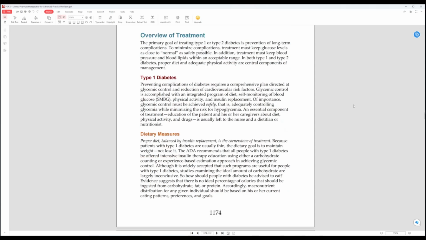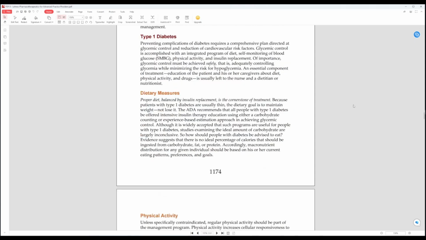So, let's take a look at the overview of treatment. The primary goal of treatment of type 1 or type 2 diabetes is the prevention of long-term complications. To minimize these complications, treatment must keep glucose levels as close to normal as safely possible. In addition, treatment must keep blood pressure and blood lipids within an acceptable range. In both type 1 and type 2 diabetes, proper diet and adequate physical activity are central components of this management.